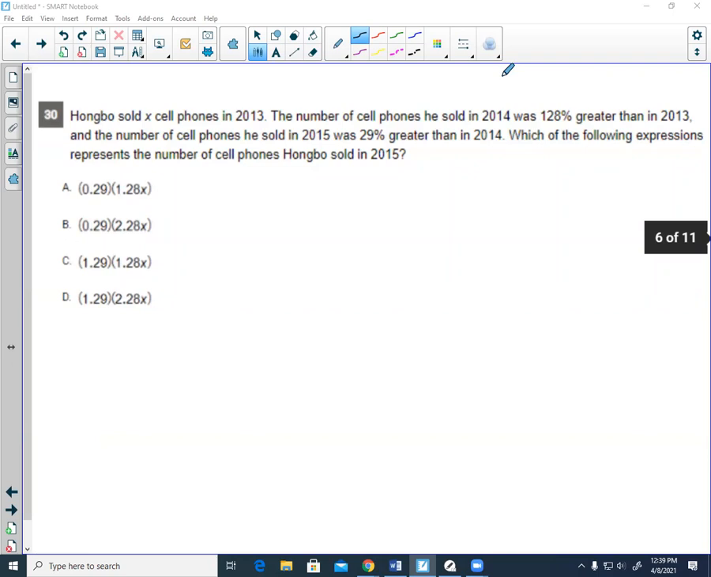So what we're basically saying is we know that he sold more cell phones in 2014 than he sold in 2013, right? We know that because it says it's 128%. So he sold more. So I know that if I take the number of cell phones in 2014, subtract the number of cell phones in 2013, and divide it by the number of cell phones that were in 2013, it will give me 128% or 1.28. Okay, so that's the way that I looked at this question.